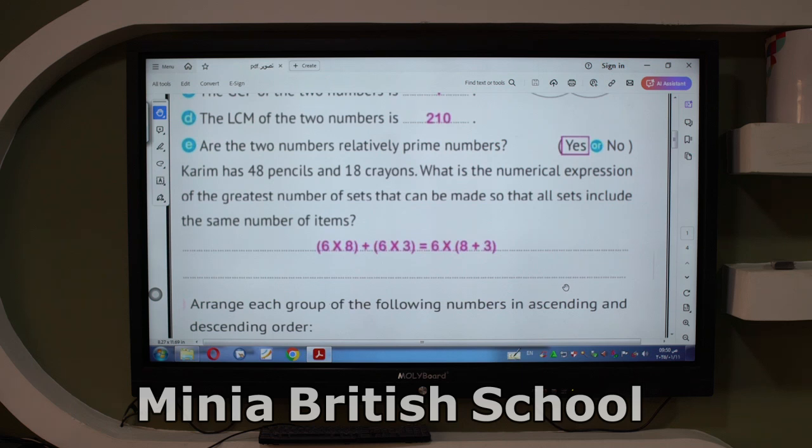Then I will put 6 outside the brackets. And 48 divided 6 equals 8. 18 divided 6 equals 3. Then he has 6 sets or 6 groups. In each group 8 pencils and 3 crayons.